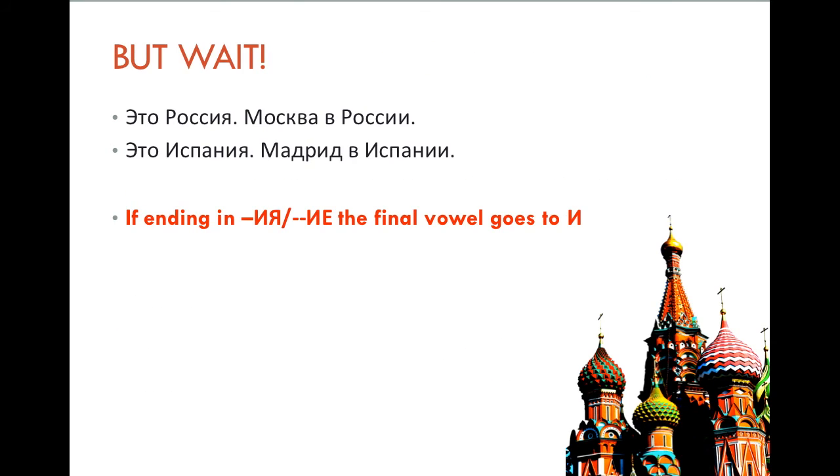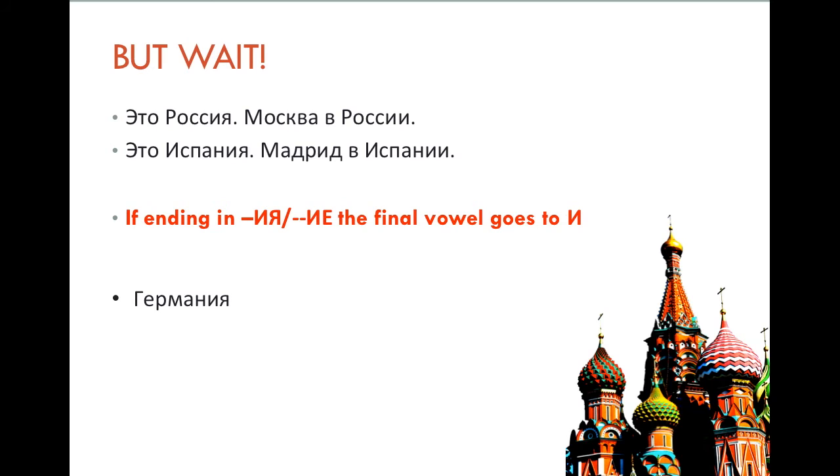Okay, so one thing to keep in mind, however. I know I just told you that yas turn to ye. That's unless it's an e-ya ending, which gets treated as its own thing. If you see an e-ya ending, the final vowel turns to an e. So anytime you see e-ya or e-ye, that final vowel actually goes to e. So, for example, это Россия, Москва в России. Это Испания, Мадрид в Испании. Okay? And this is important to remember because a lot of countries end in e-ya. So you'll be grateful that you know this later on.